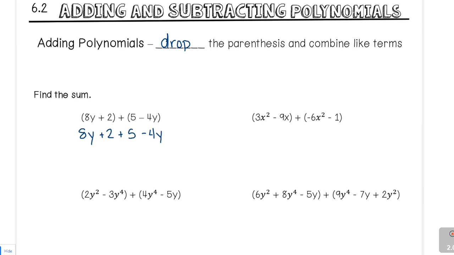Now we need to combine our like terms. So 8y we can combine with minus 4y. So 8 minus 4 gives us 4, keep the y, so 4y. Now we can combine 2 plus 5 and we get plus 7.